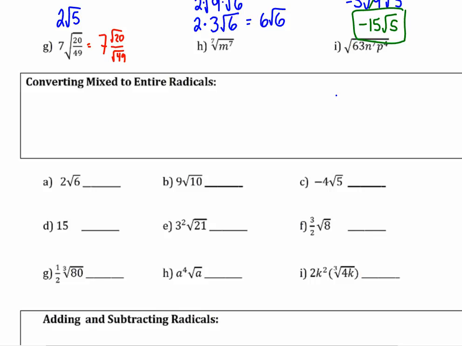Where can we go from there? Okay, simplify what? Root 49. What is root 49? 7. What happens if we have 7 times root 20 over 7? They cancel out, or they reduce to 1 actually is what's happening. 7 over 7 is equivalent to 1. So they reduce to 1. So we just have root 20, and what does that equal to?